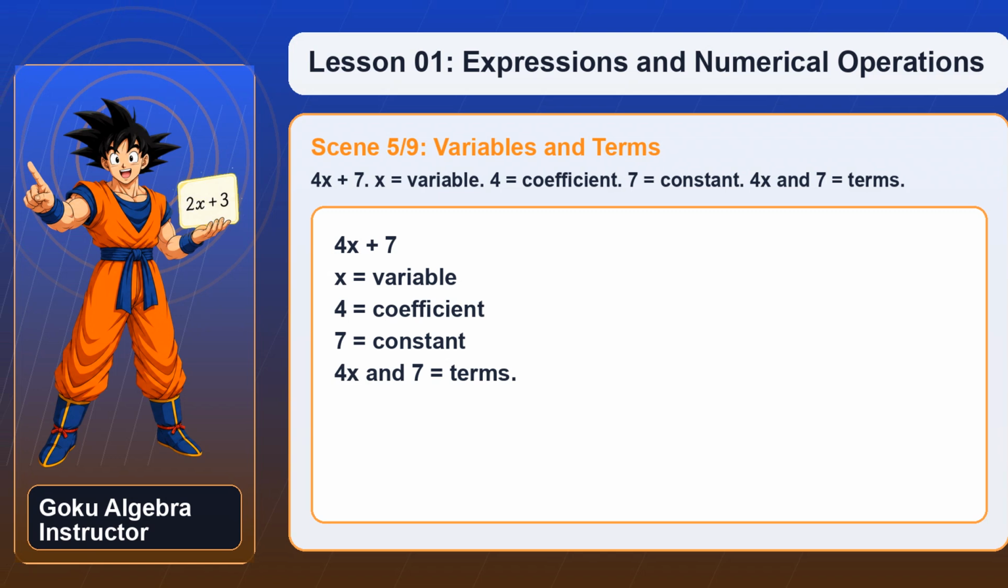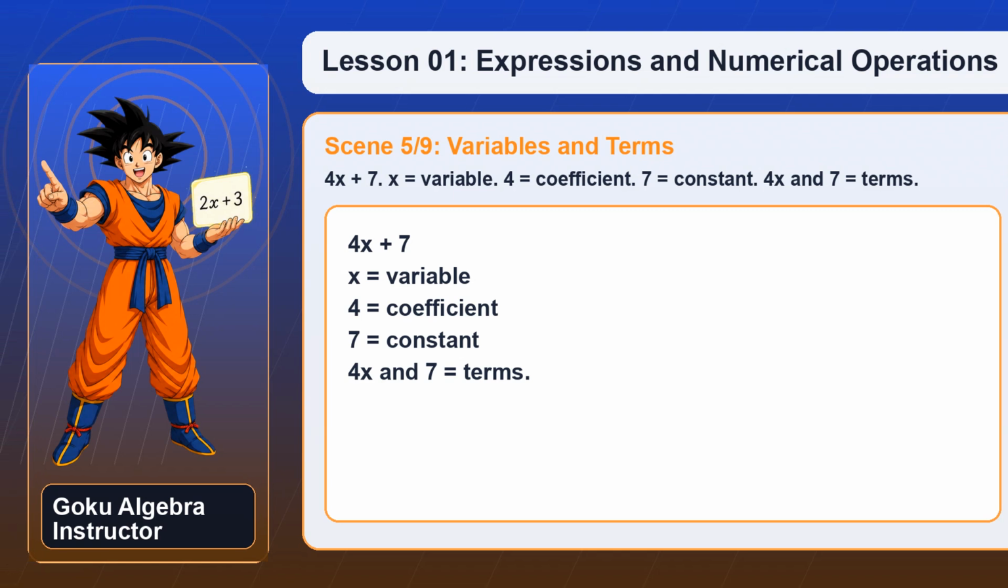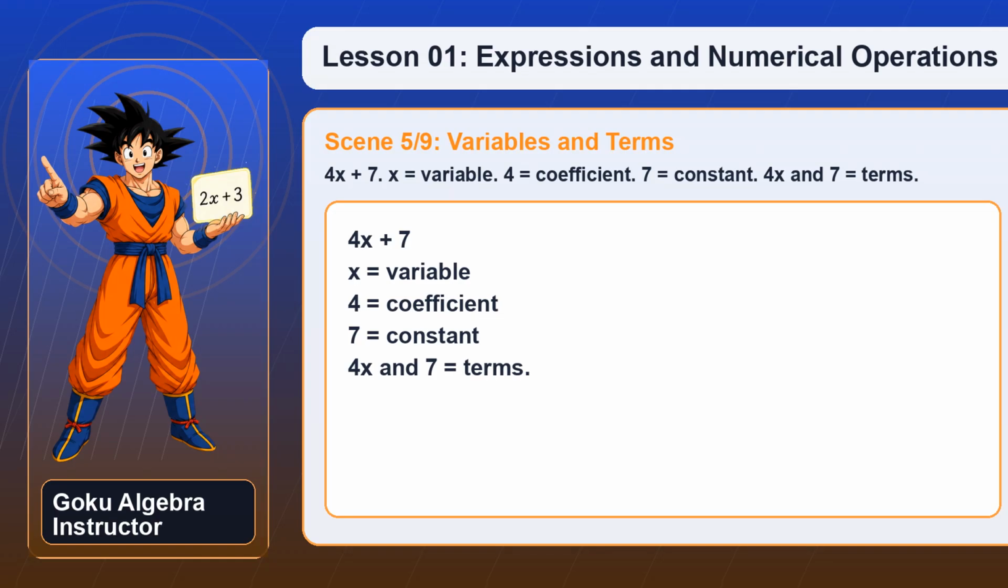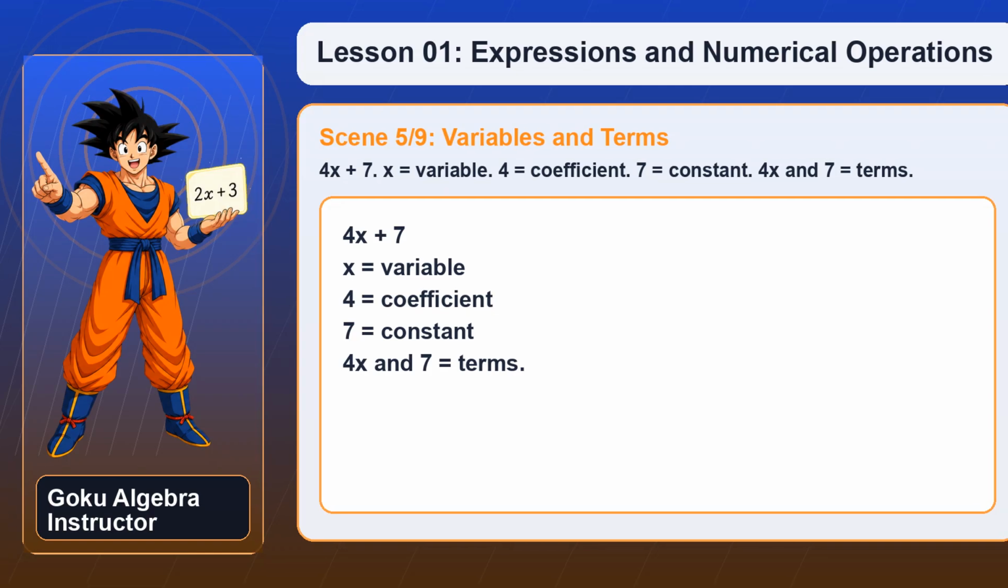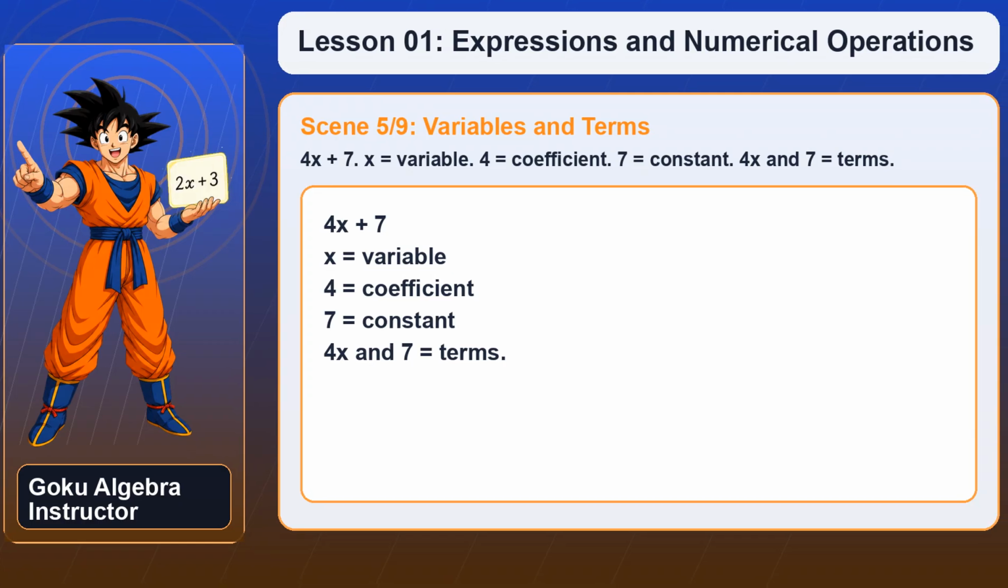The pieces separated by plus or minus signs are called terms. So 4x and 7 are the 2 terms. Reading these parts is like reading a character stat card. Variable, coefficient, constant, and terms all tell us what the expression is made of.